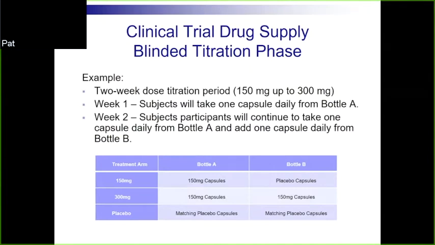So you can see the 150 milligram treatment arm, when they started taking bottle B, it was just a placebo, and they maxed out at 150. The 300 milligram bottle B contained 150 milligram capsules, and they got all the way up to 300 milligrams. So again, things to keep in mind with the dosing regimen in order to maintain a titration phase of the study.